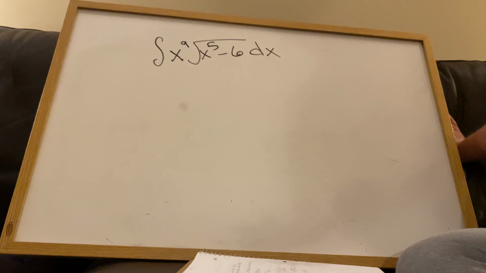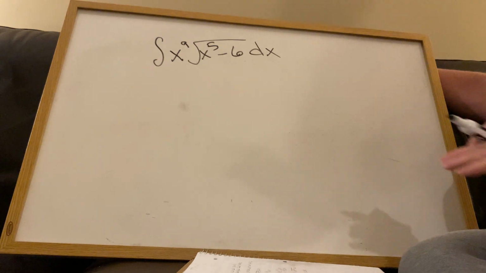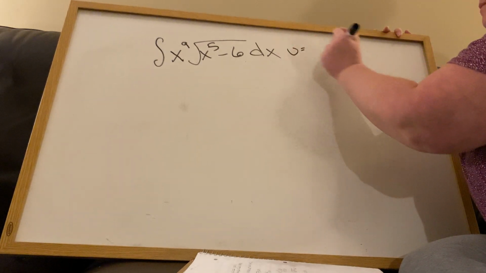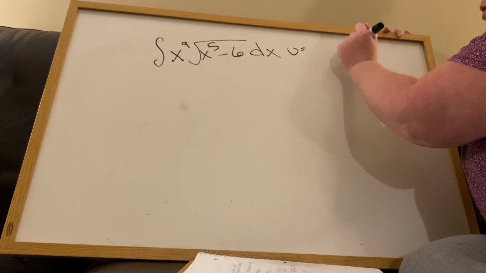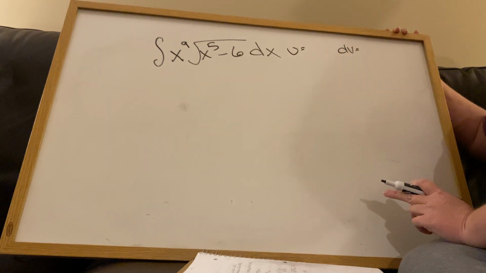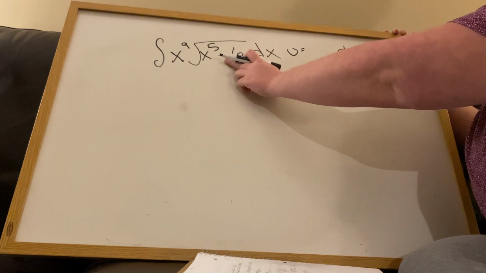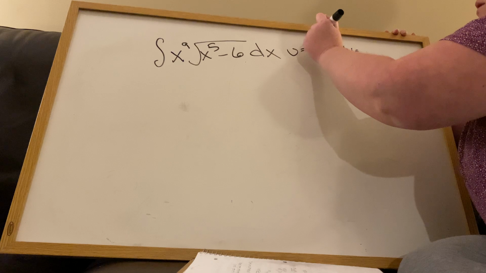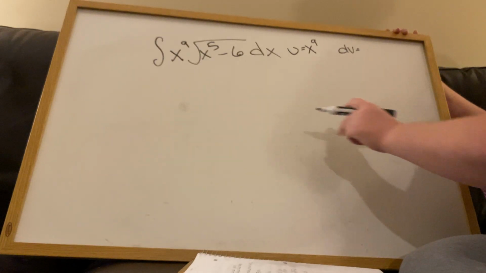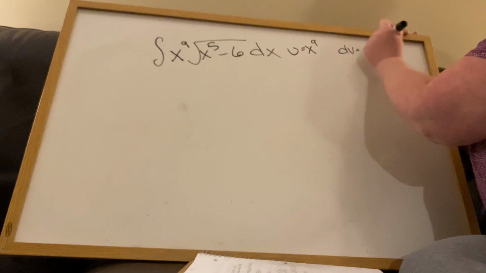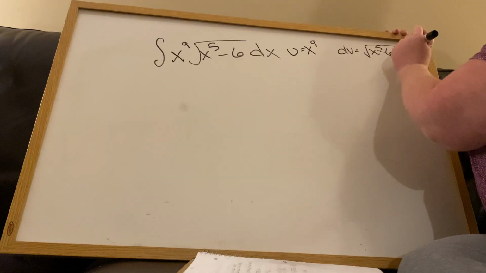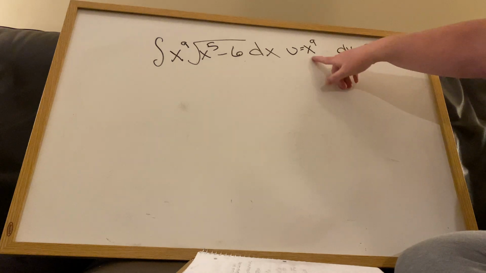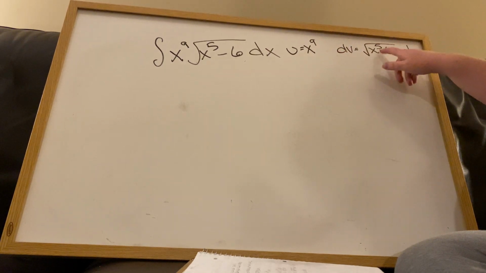Okay. So I think problems like this are interesting because they involve... I always think of it as stealing. So we'll talk about what that looks like. So here, if you're going to pick your stuff, your u value, you would sit there and go, okay, this will get yucky if I take the derivative. So you would pick x to the 9. Don't write this down. And then your dv value would be the square root of x to the 5th minus 6 dx. So before we take the derivative of this, we're going to talk about how to integrate this.